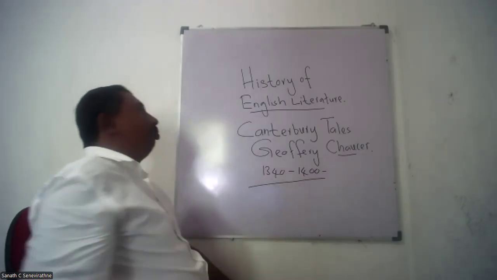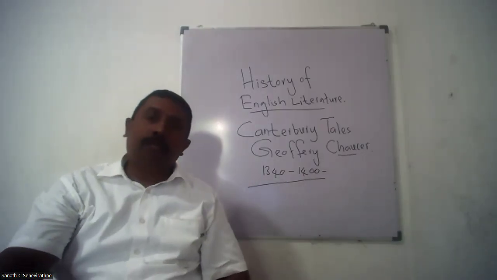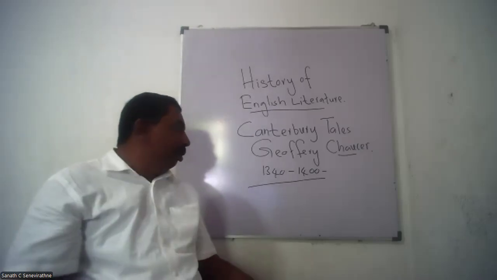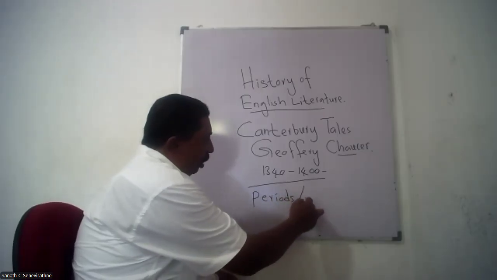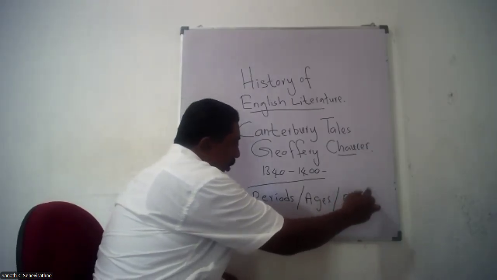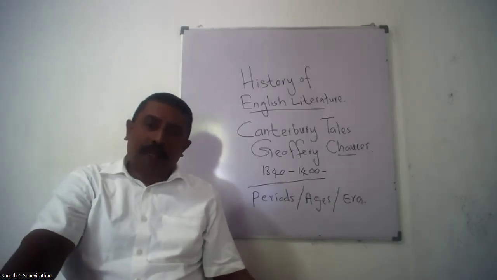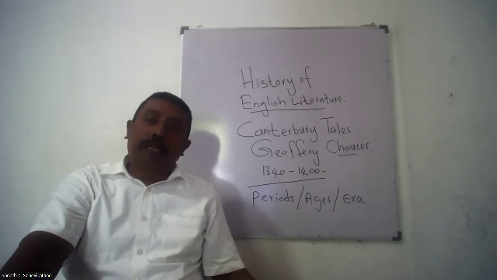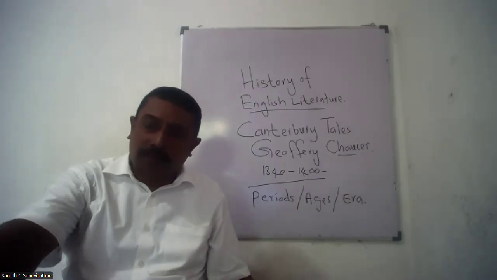Right? When we talk about English literature, we should also know periods. Periods of English literature. Periods, if not ages, if not era. Some people say era. The first age is 14th century, we say Chaucerian period.